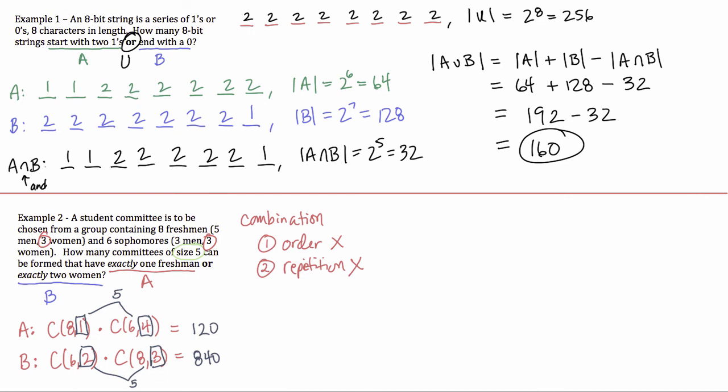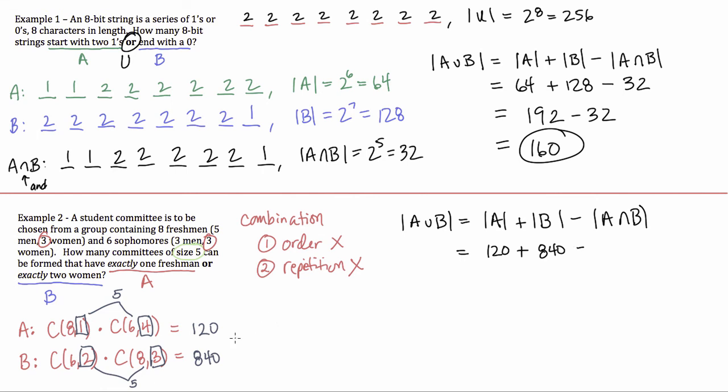Okay, now it's time to see if we can finish out the problem. Once again, this is the addition rule, so the size of A union B is equal to the size of A plus the size of B minus the size of the intersection. The size of A is 120. The size of B is 840, minus the number in both. Okay, so what does it mean to be both in this problem?